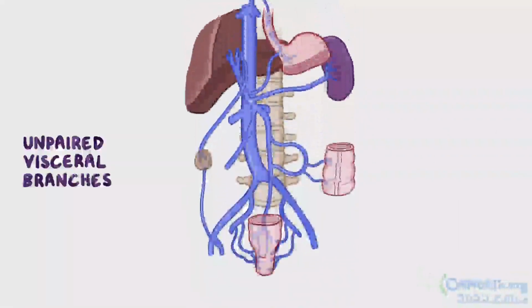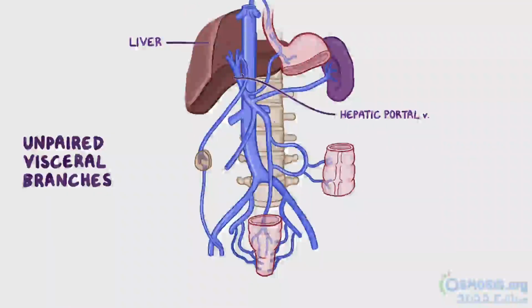The veins that correspond to the unpaired visceral branches are tributaries of the hepatic portal vein, which send blood from the abdominal viscera to the liver first for metabolic processing and detoxification. Then, this blood leaves the liver through the hepatic veins, which then drain into the inferior vena cava.